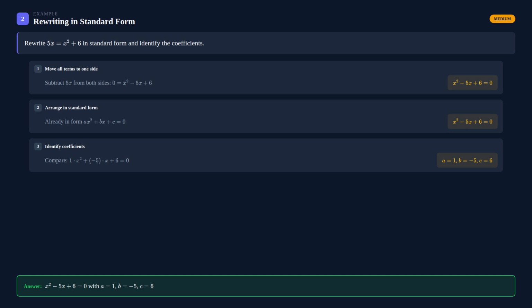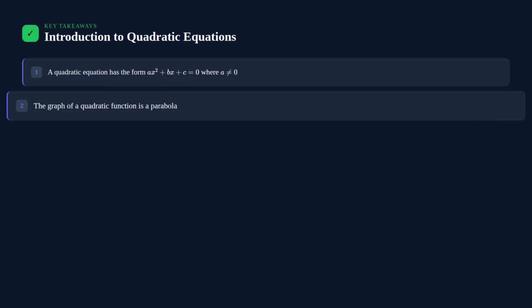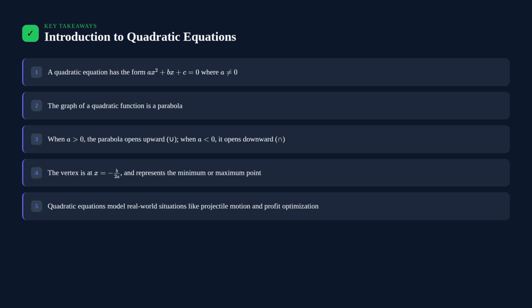Let's review the key points. First, a quadratic equation has the form ax squared plus bx plus c equals 0, where a is not equal to 0. Second, the graph of a quadratic function is a parabola. Third, when a is greater than 0, the parabola opens upward, like a union. When a is less than 0, it opens downward, like an intersection.